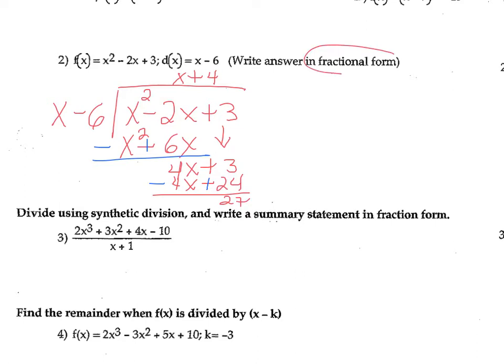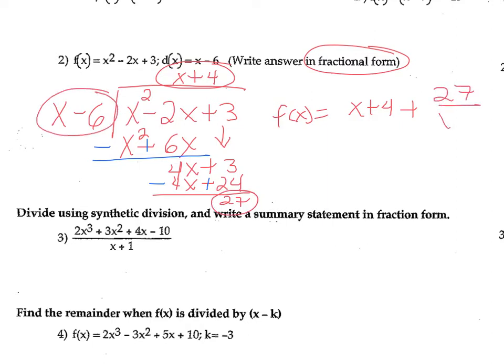And if you want it in fractional form, you're going to put the quotient. So it's f of x equals x plus 4, and then plus the remainder, which is 27, over the divisor, which is x minus 6. And this is the fractional form.